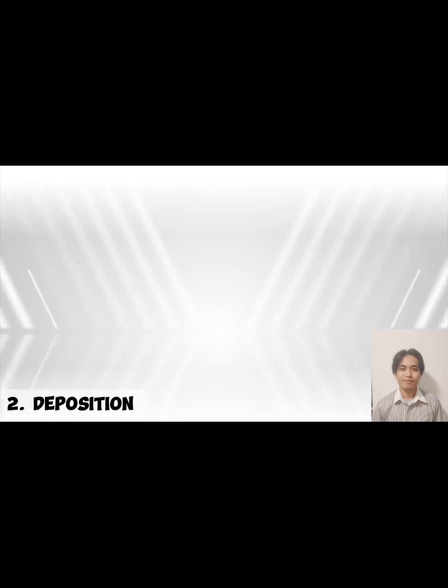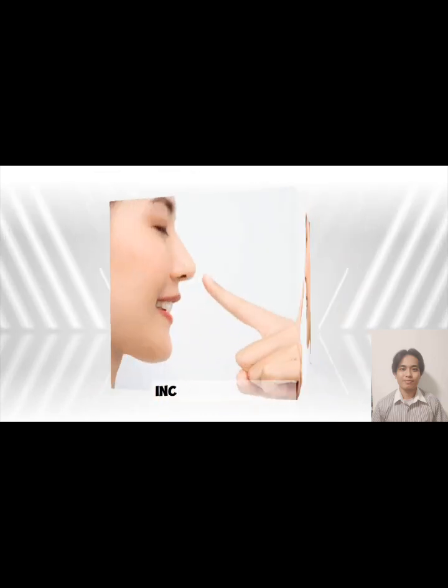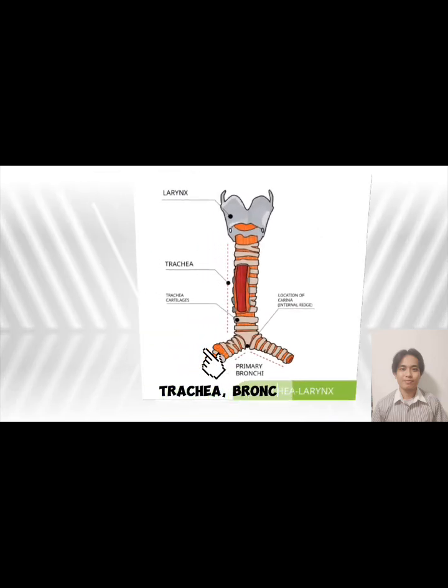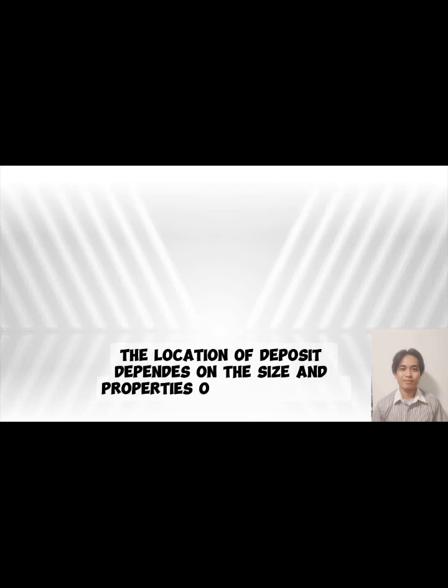So number two is deposition, which is that these substances can be deposited in different parts of the respiratory tract, including the nose, trachea, bronchi, and alveoli. The location of the deposition depends on the size and properties of the particles or gases.